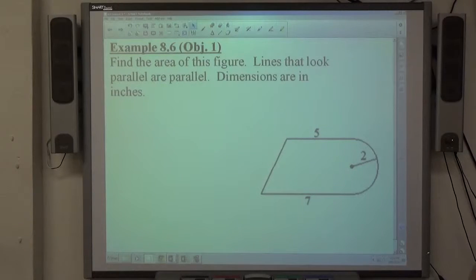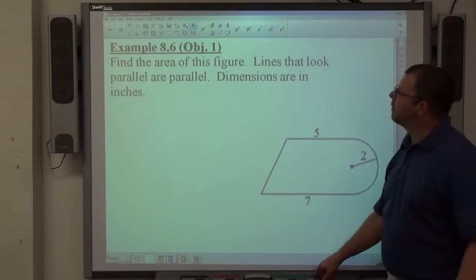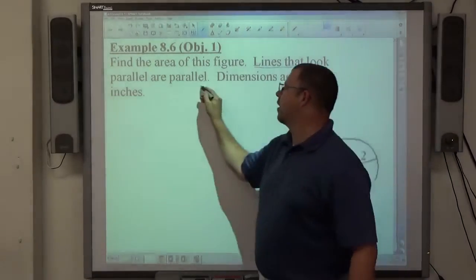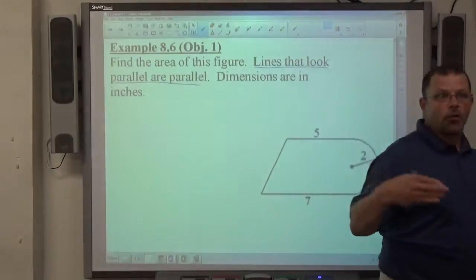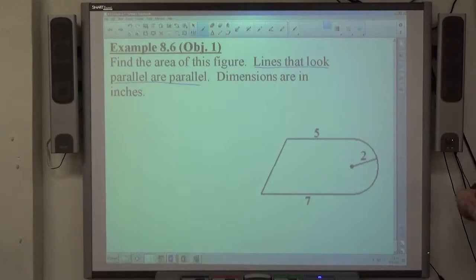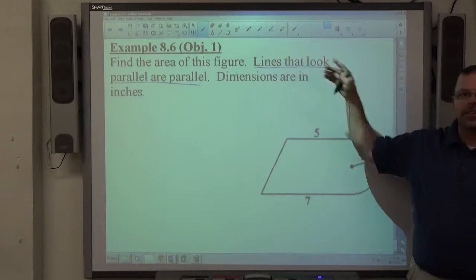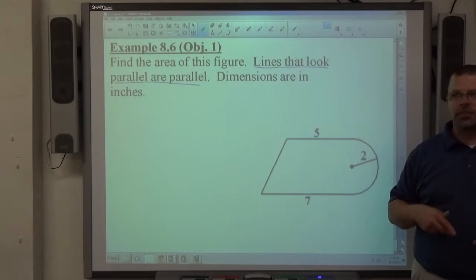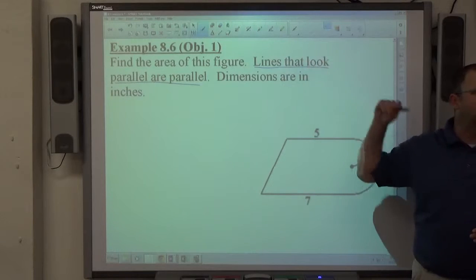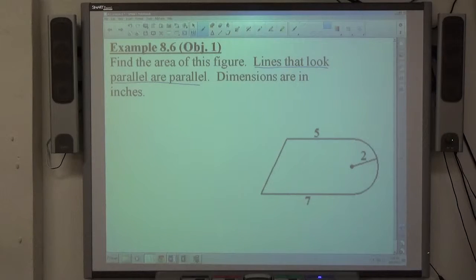For example, find the area of this figure. Lines that look parallel are parallel, dimensions are in inches. When they give you a statement like this, lines that look parallel are parallel, or maybe angles that look right are right, it's just for allowing you to assume certain things. Okay? The fact that these two lines have to be parallel because of that statement, I can't assume parallel lines. They look parallel, but unless they tell me they're parallel, I'm not allowed to assume that.